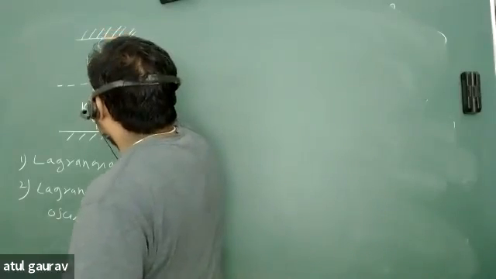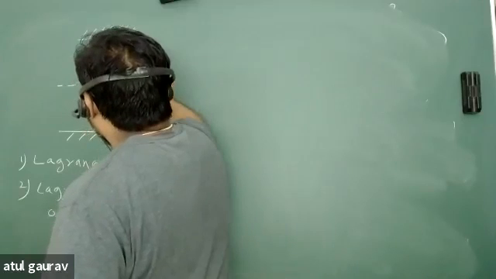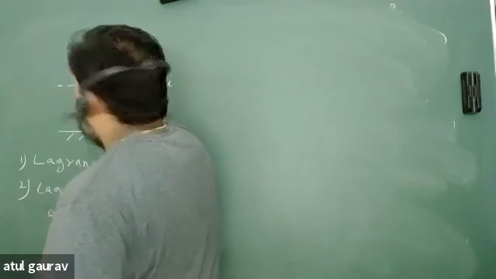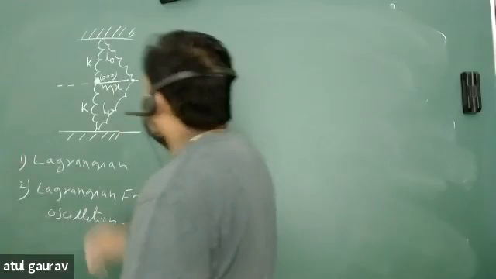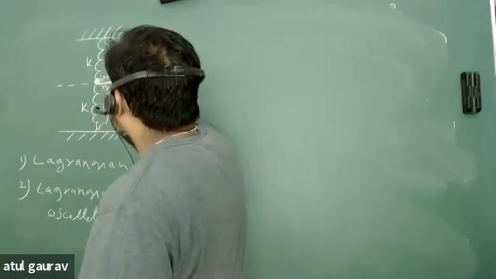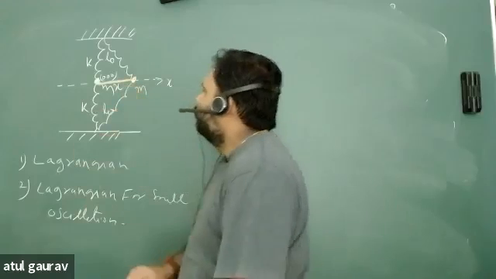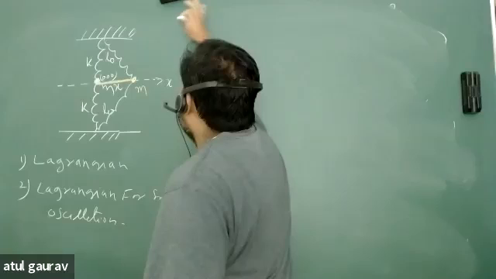Let's see what will happen. This is rigid, so this particle will be here, and this will be my spring. This distance is X. This is my X, this is my mass M. Now let's write the kinetic energy and potential energy.